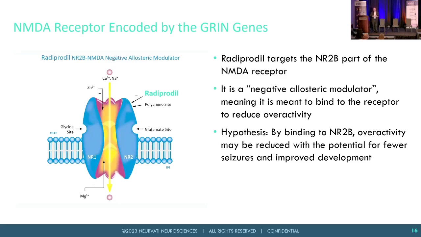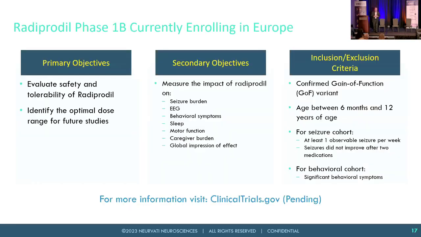So we realized that radiprodil binds to the NR2B part of the NMDA receptor. It's what's called a negative allosteric modulator. You'll see that around. That just simply means it's meant to bind to the receptor to lower that flow, to lower that overactivity. And the hypothesis that's leading us to try this is that by binding to this part of the receptor, you can reduce the overactivity, where you can have fewer seizures and improve development. That's the hypothesis behind it. That's why we're testing it.